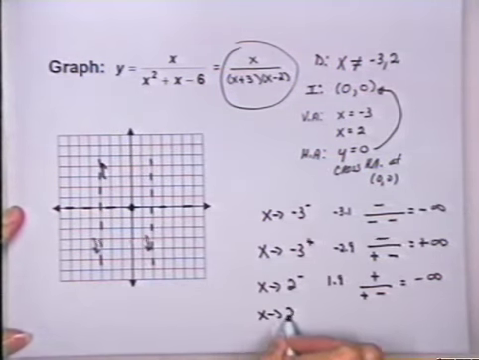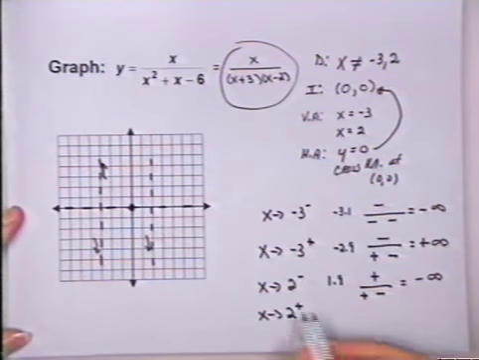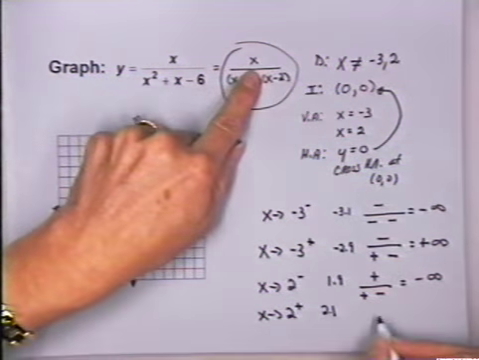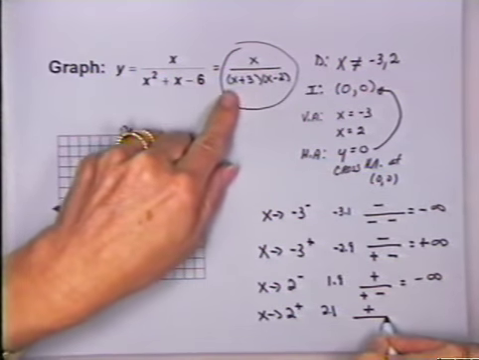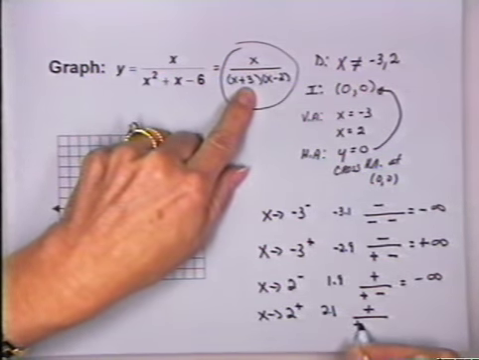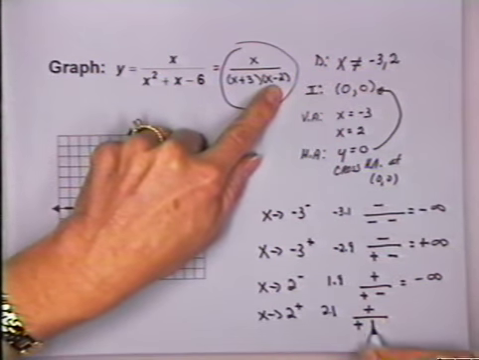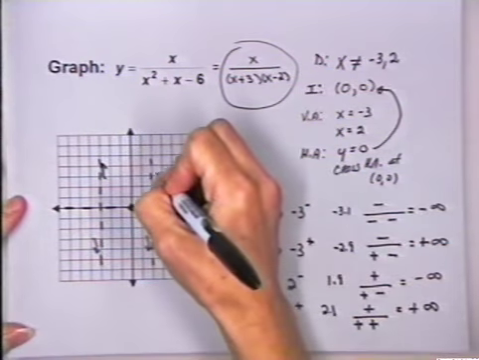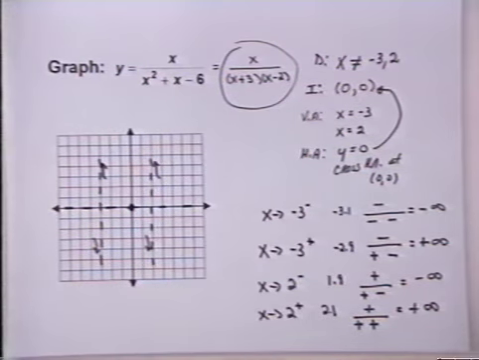Let's approach 2 from the right-hand side. What's a number just on the right-hand side of 2? Maybe 2.1. 2.1 makes the numerator positive. 2.1 plus 3 is positive. 2.1 minus 2 is also positive. So notice I'm getting positive infinity. So on the right-hand side, my graph is going up like that.